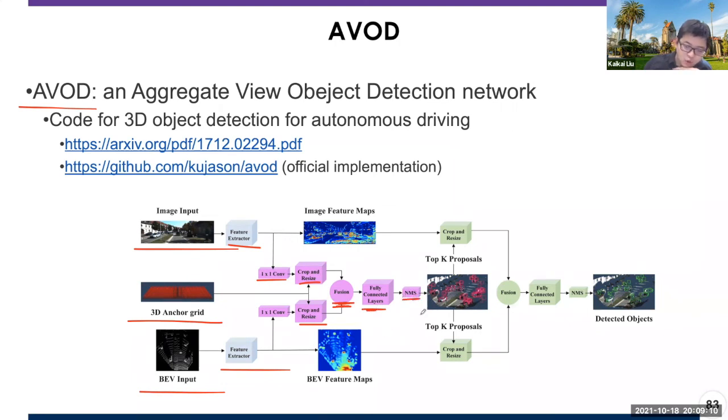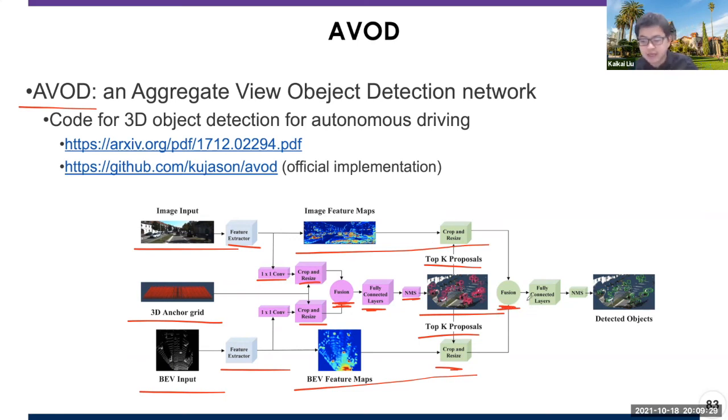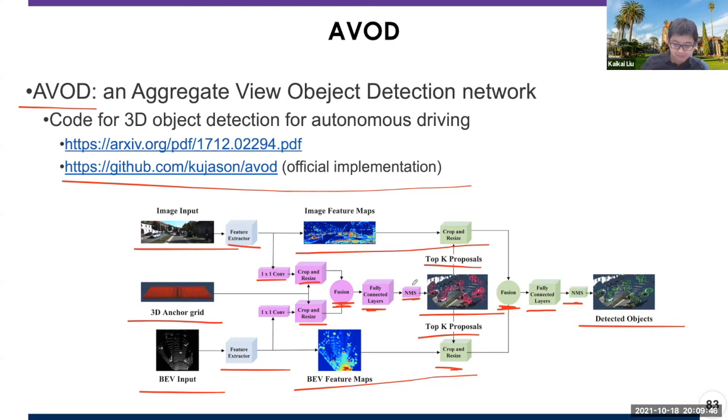But this kind of fusion is only used to get the proposal. So now you get the top proposals for the image feature map, and also the top proposals for the bird's eye view feature. Then these two are cropped and resized, and they do fusion again. Then it goes to the fully connected layer, then non-maximal suppression. Finally you get the detected object. The good thing about AVOD is that they have the official implementation. Their fusion process is very interesting. They use this 3D anchor grid to get the proposal. Then they do the fusion process.